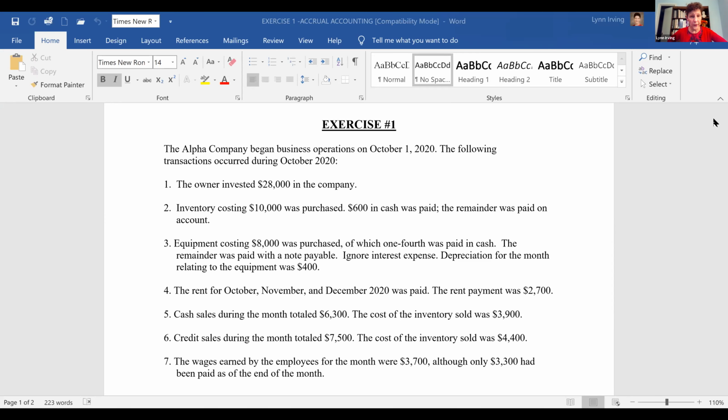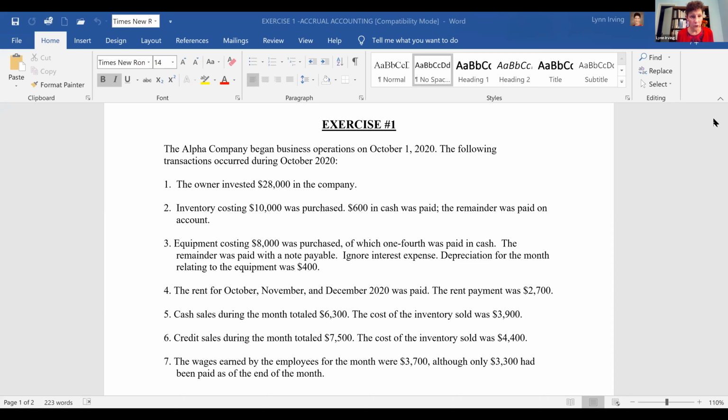So we have two things to deal with here. The first thing we have to do is to determine what financial statement this transaction affected. The owner contributing $28,000. Is it revenue? Is it an expense? Is it balance sheet, income statement? Well, your cash increased and your owner's equity increased, but there's no effect on your profit and loss, right? It's just assets.